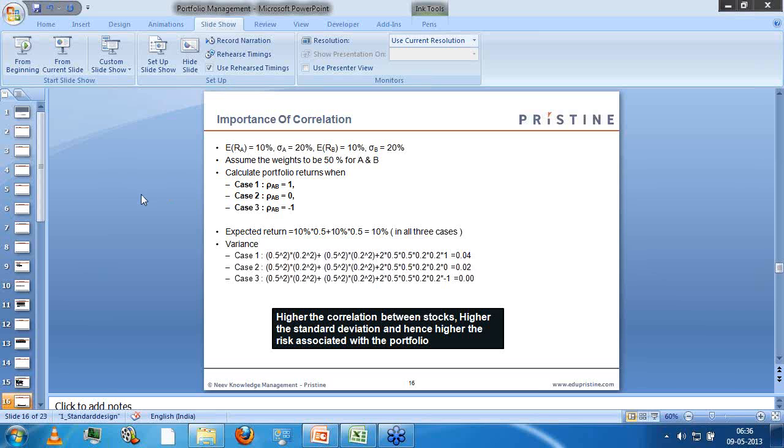So I'll give one example to show that if the correlation between the stocks is higher, then the standard deviation of the portfolio is going to be higher.